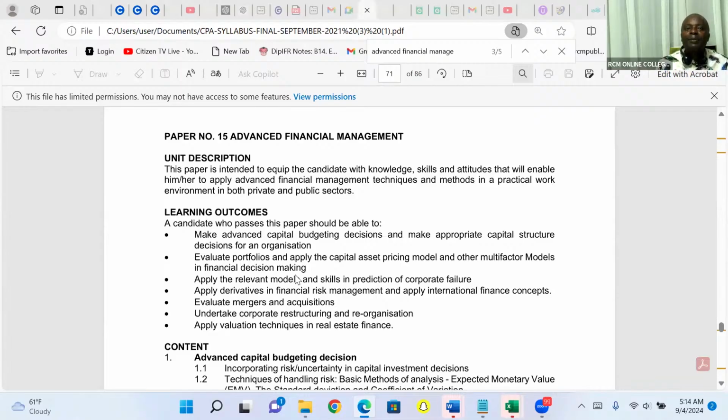We have other types of derivatives. For example, we have what we call options. We'll be looking at them. We have what we call swaps. We have forward contracts. We have futures. So we'll be looking at all that. You're expected, ladies and gentlemen, to appreciate derivatives. This is a common examination area.